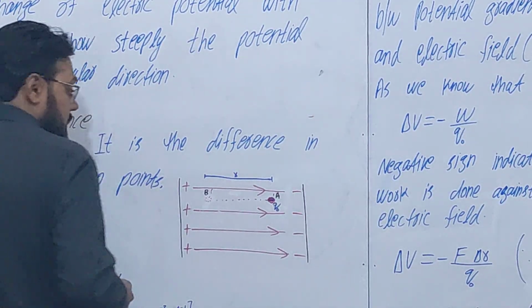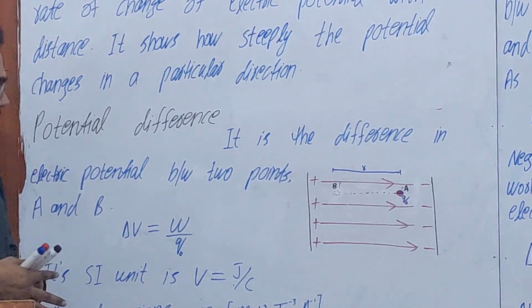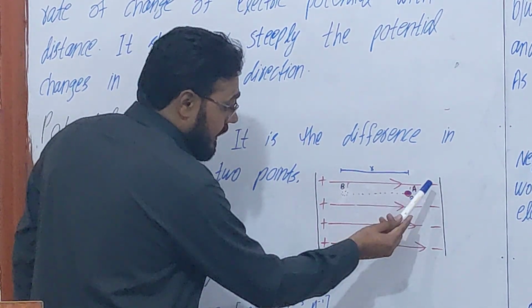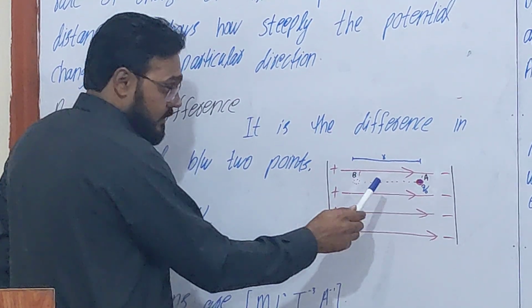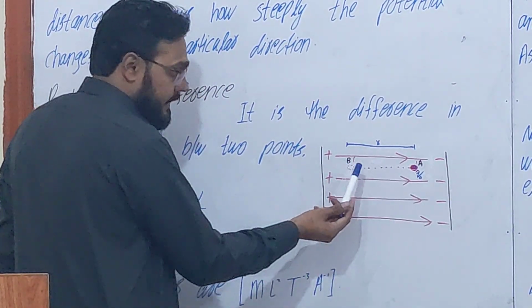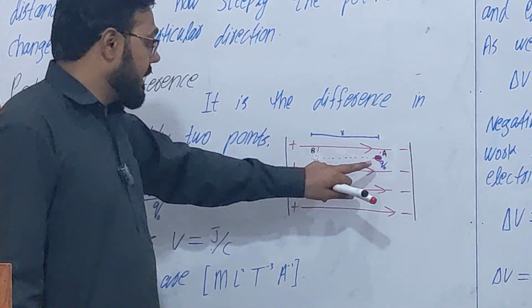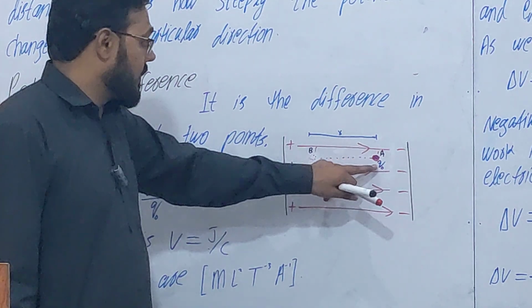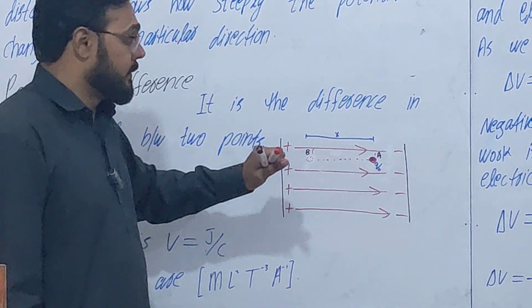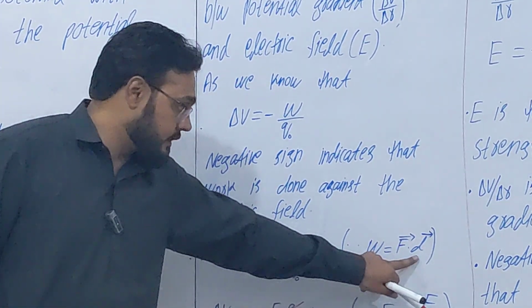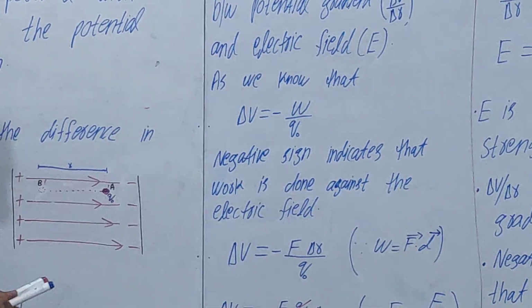Now, to move a charge from point A to point B, we need some external force because the negative charges are attracting this positive charge and the positive charges are repelling. So, to move against the field, we need some external force. By applying external force, it will cover the distance from A to B. Force is applied and the distance is covered, which means work is done. Force and displacement is equal to work done.